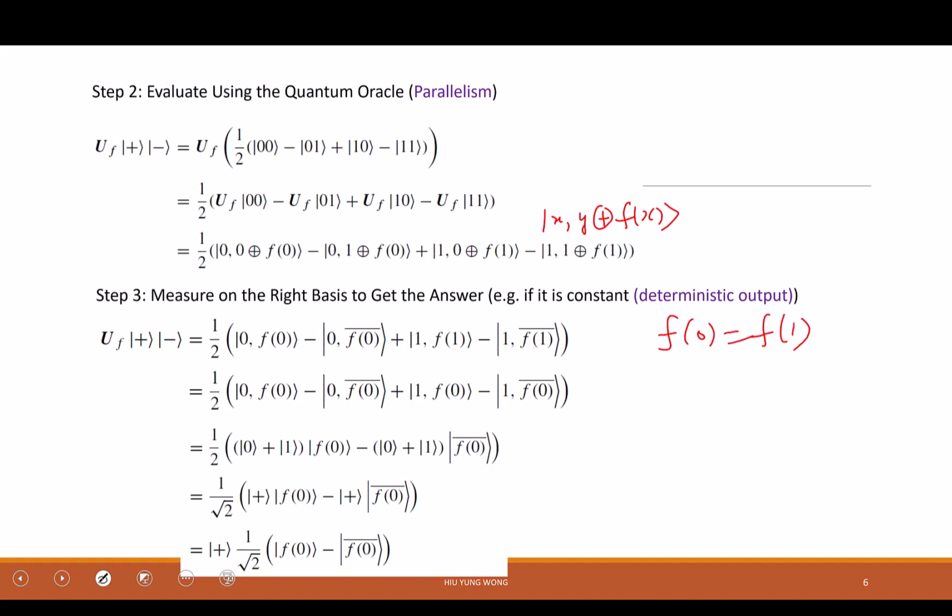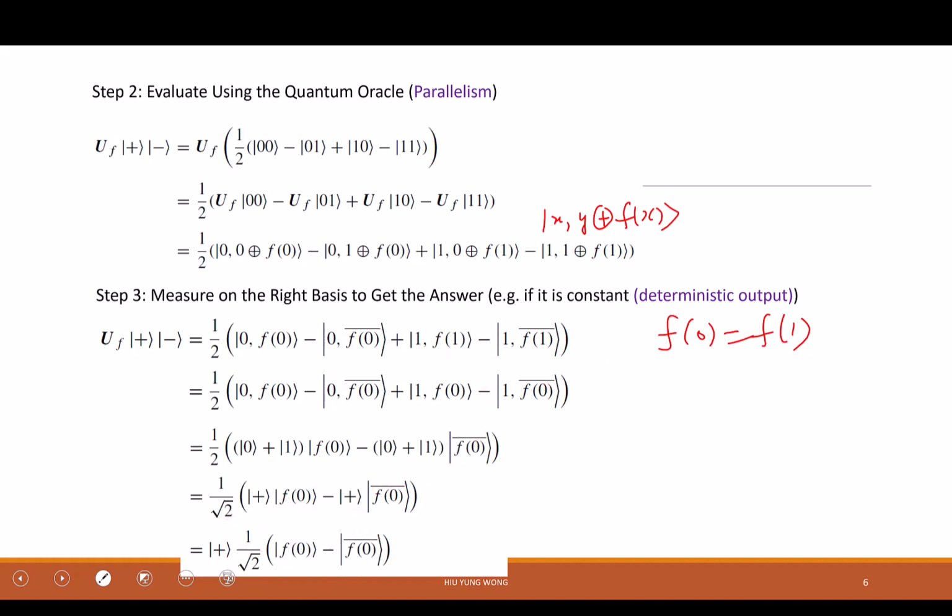Same. Very good. That's why f0 is f0. f1, I just write it as f0, because they are the same. I can write this because it is constant. Okay? And then go through factorization.